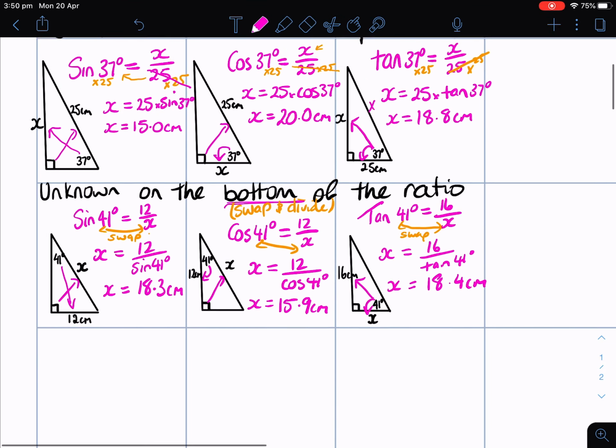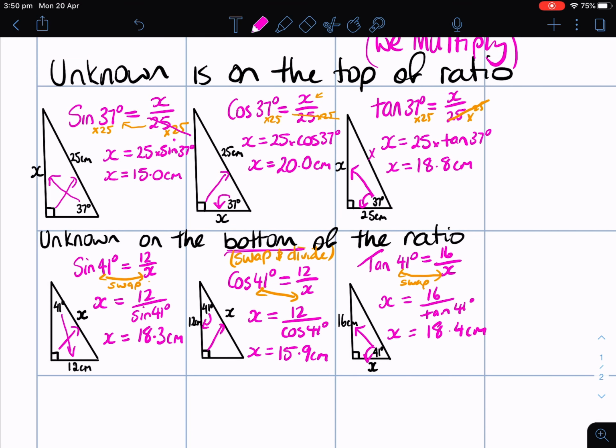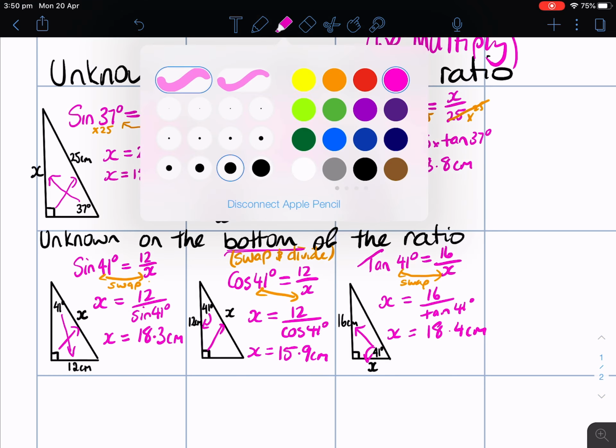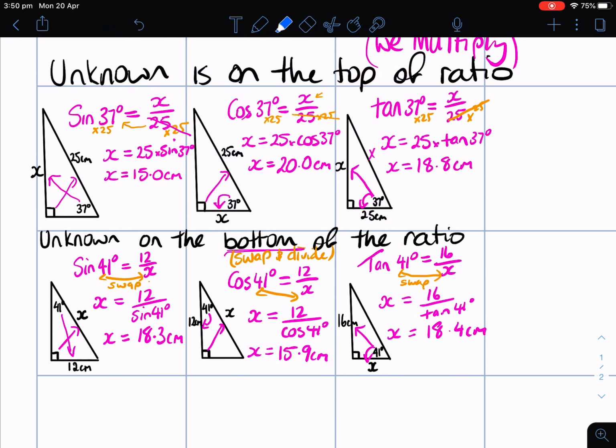Okay, so from this information, you should be able to see that anytime we have an unknown on the top, so all of these ones here, let me just highlight them for you so you can see them. All these ones here where the unknown is on the top, then we multiply the bottom denominator across. When we have the unknown on the bottom, then that's when we swap and divide.